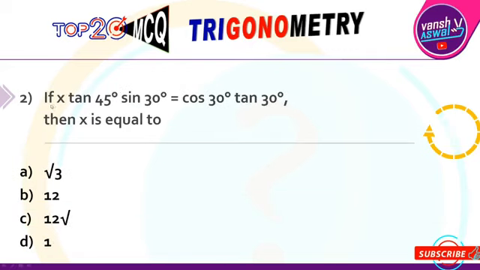Next question, if x tan 45 degree into sin 30 degree is equal to cos 30 degree tan 30 degree, then x is equal to.